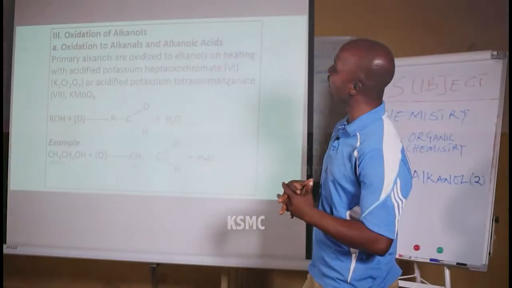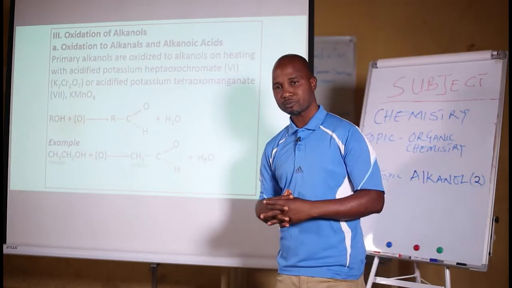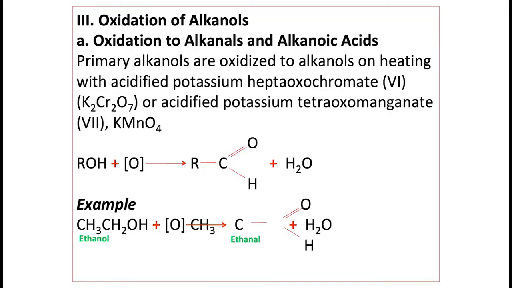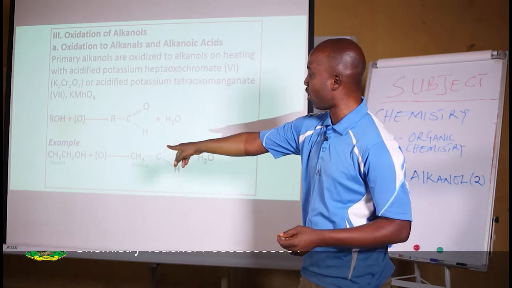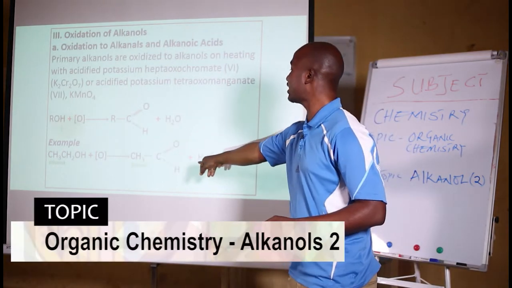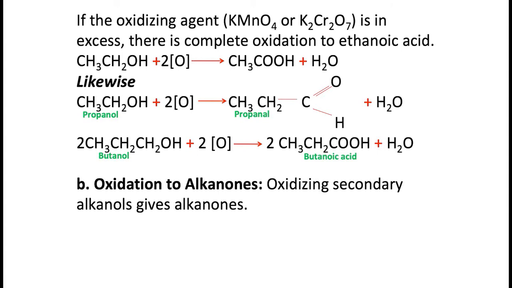Now, the other reaction is the oxidation of alkanols. Primary alkanols can undergo oxidation to give you an alkanal partially, then completely to give you an alkanoic acid. For instance, the oxidation of ethanol will give you ethanal, then of course ethanoic acid. The reaction is of two stages. Look at it here. You have ethanol undergoing oxidation to give you ethanal and water. Now this ethanal will undergo further oxidation to give you ethanoic acid.